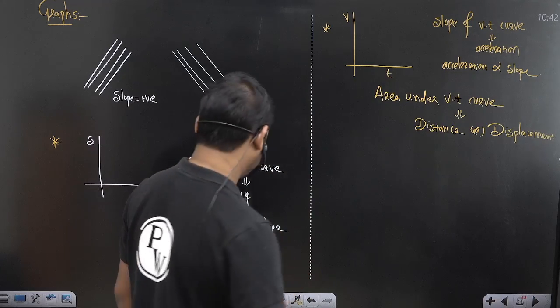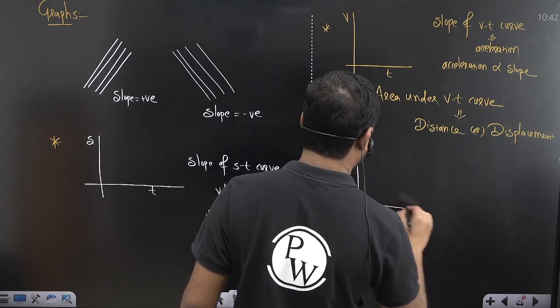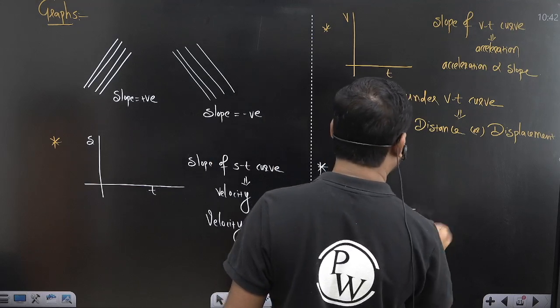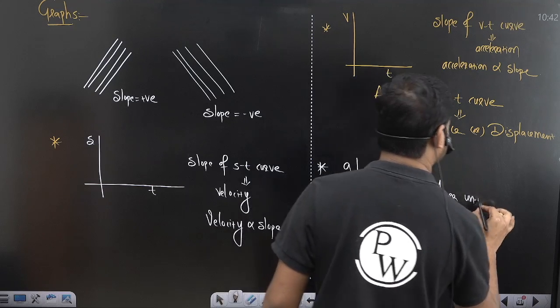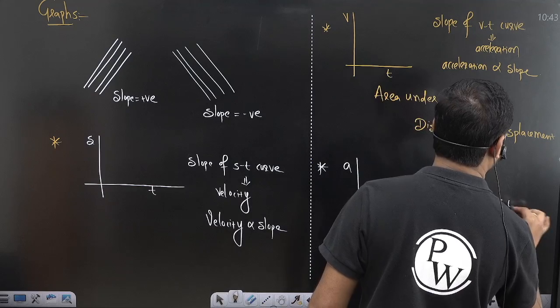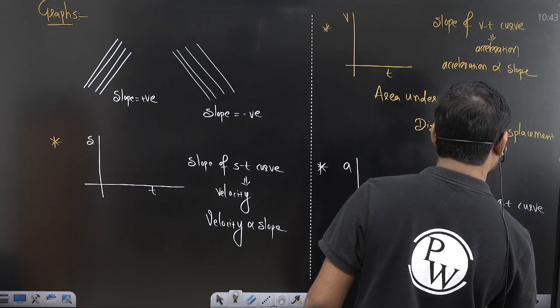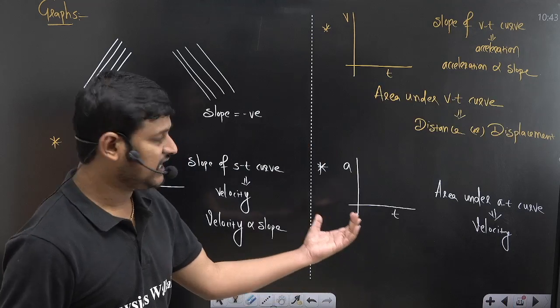Okay. So next, the acceleration time graph. Related to the acceleration time graph, the only thing that you have to remember is the area under the AT curve, which results in the velocity, or change in velocity as we write. Okay, clear this part everyone?